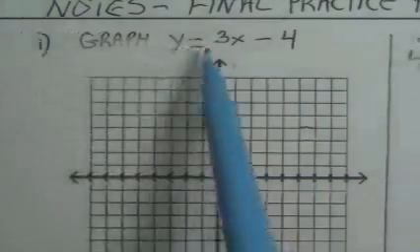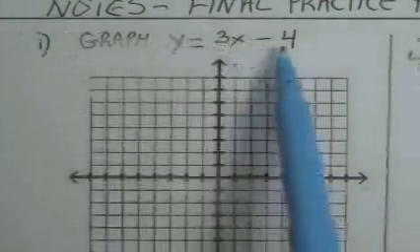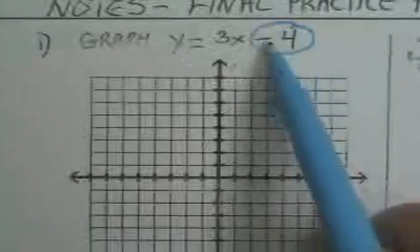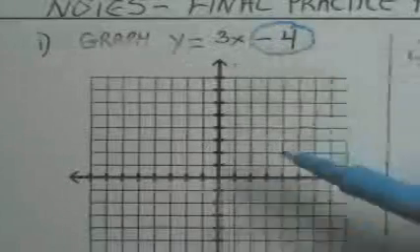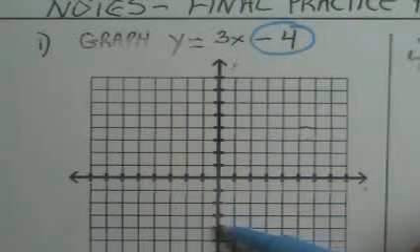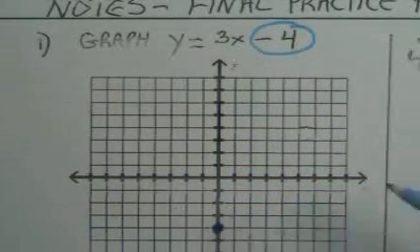Okay, number one, we're supposed to graph the equation. This is in slope-intercept form. So our first step is to graph the y-intercept. On the y-axis, go down to -4: -1, 2, 3, 4. There's your first point.